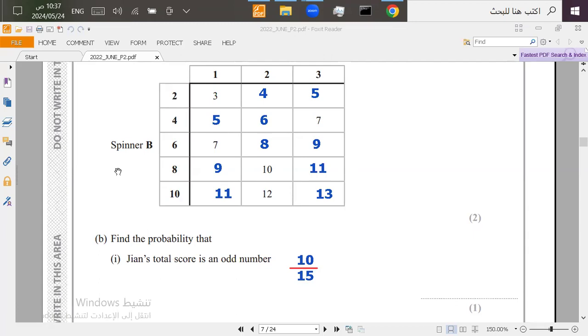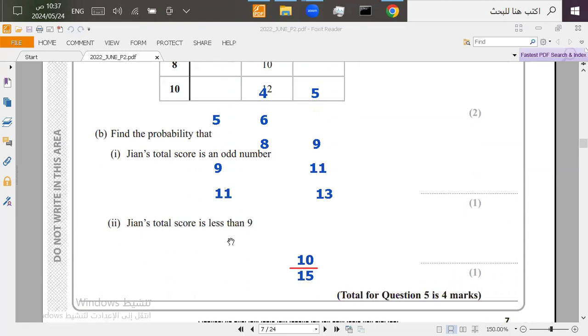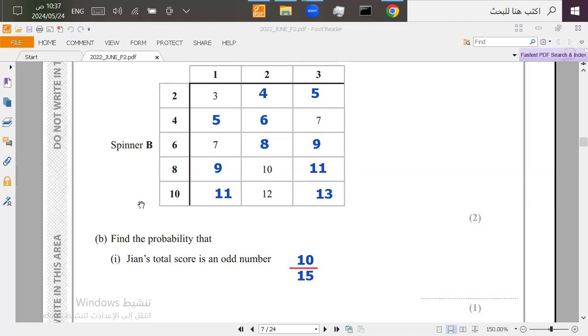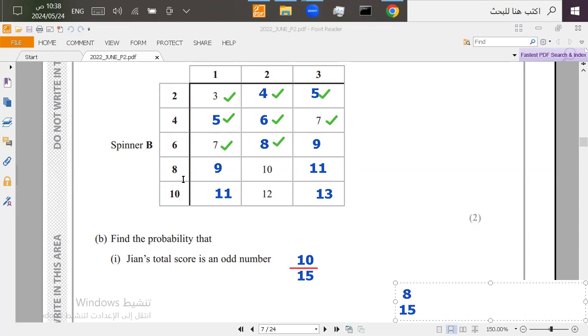Now, the next question will ask me about what? The total score is less than 9. Less than 9. So what's the probability of having a score less than 9? So I'm going to check the ones which are less than 9. So we have 1, 2, 3, 4, 5, 6, 7, 8. So all of them are less than 9. So the probability will be 8. Yes, 8 over 15. Very good. 8 over 15. So focus on the steps. So the probability of having numbers or scores less than 9 is 8 over 15.